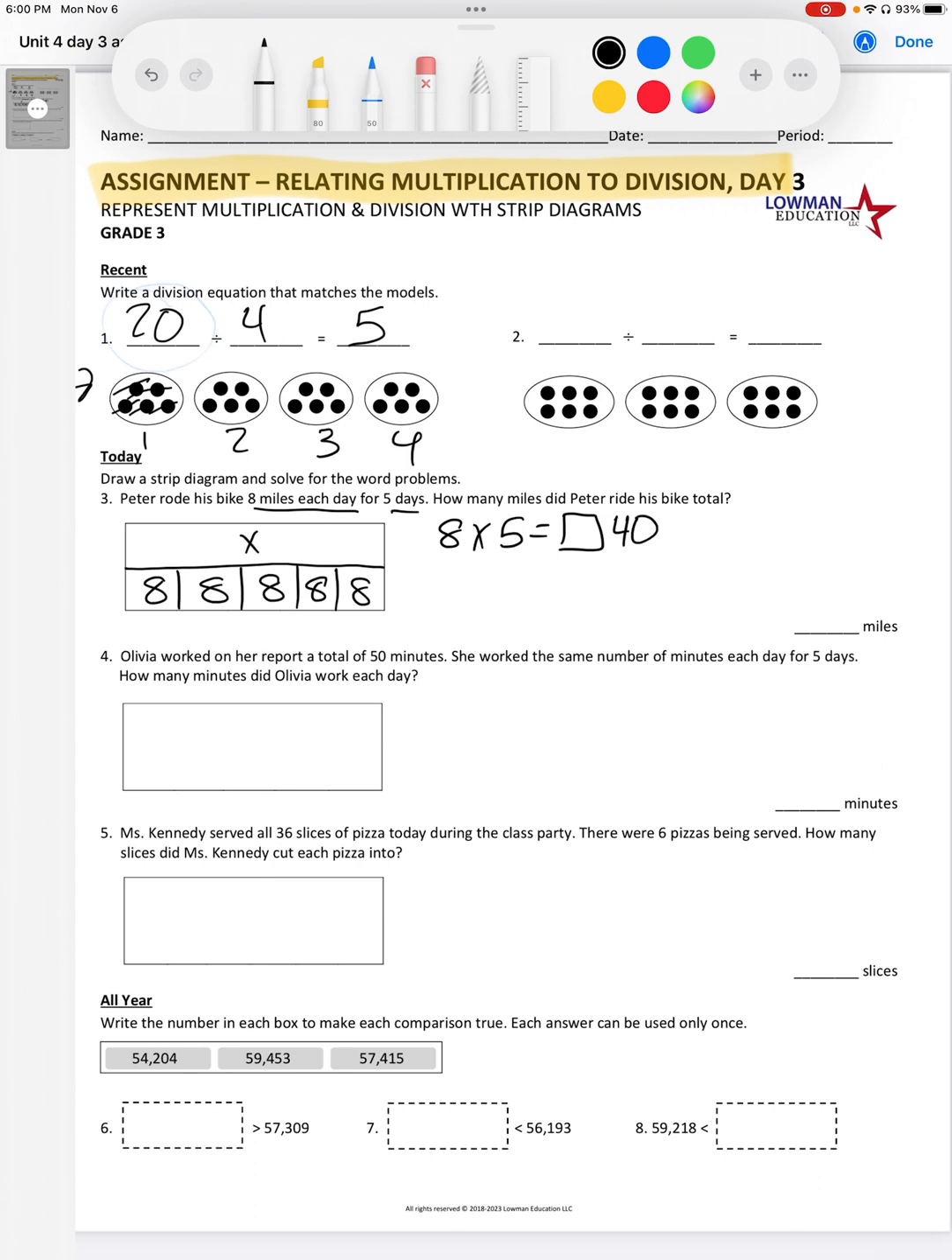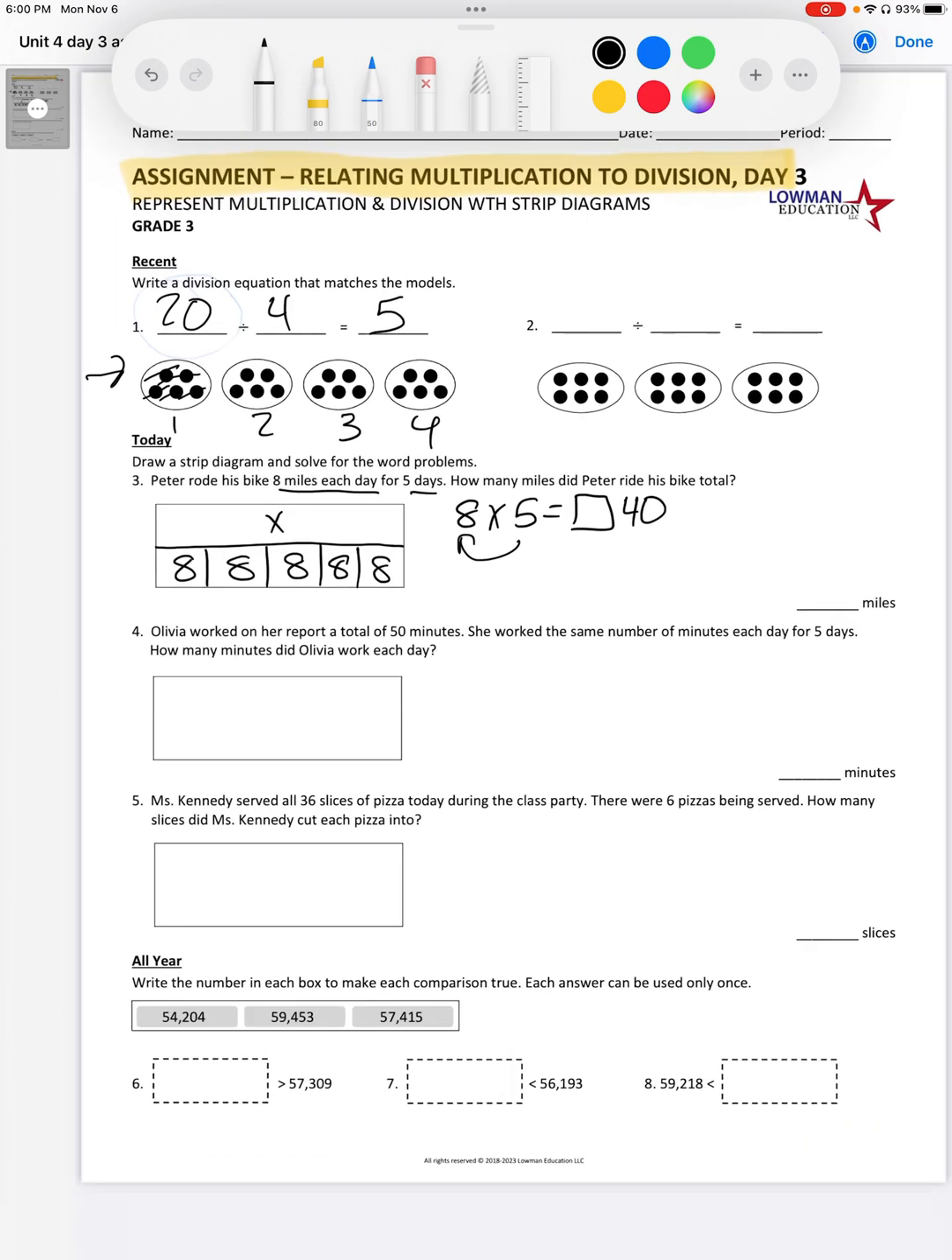I like to tell the kids that if you have a 5 as a factor, that is great and wonderful, because all you have to do is skip count by 5, however many times the other factor tells you. So 5, 10, 15, 20, 25, 30, 35, 40. 5 8 times is 40. The division sentence that we would write for this would be 40 divided by 5 equals 8.